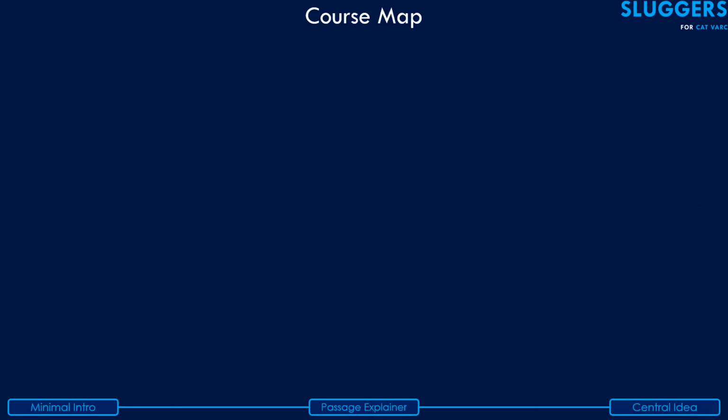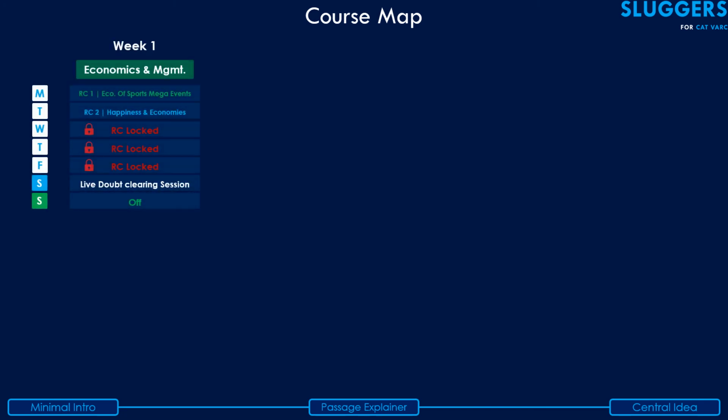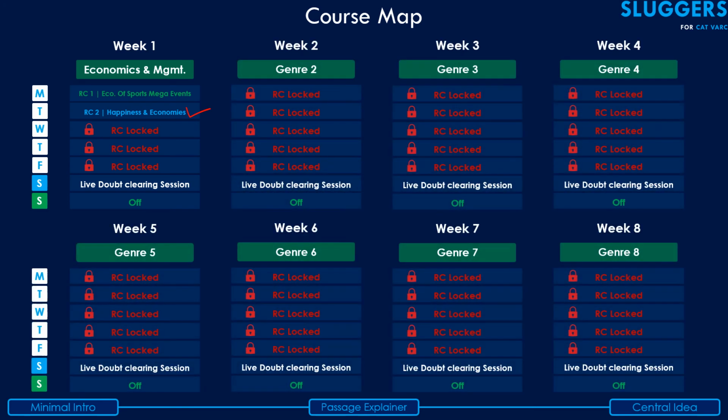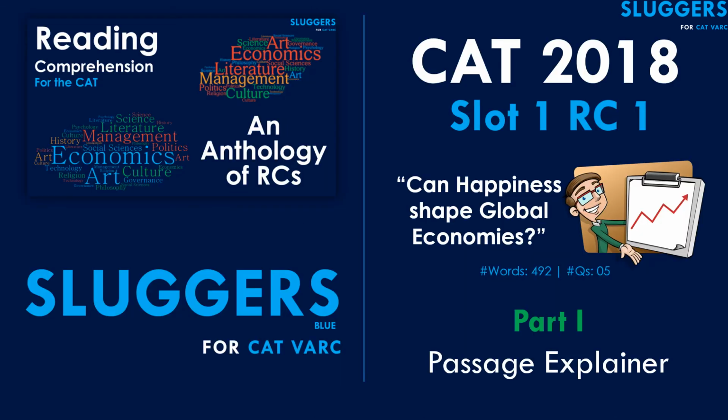Okay, guys. So the course map, I'll just take you through very briefly. This RC that we discussed here was the second RC of the first passage. The first one has already been discussed, and every week we'll be solving 5 RCs like this, right?